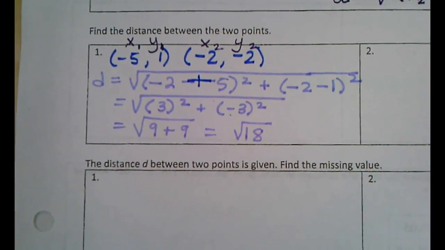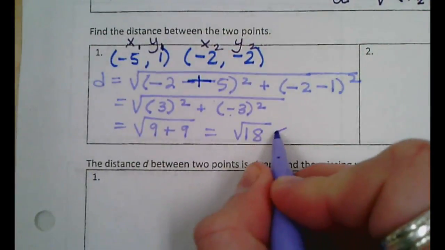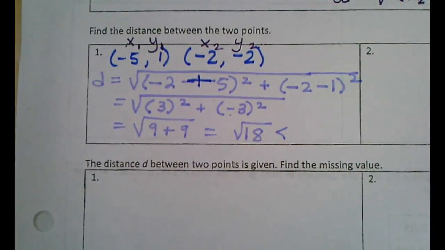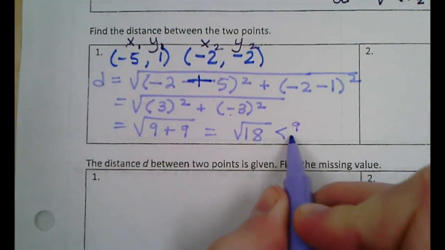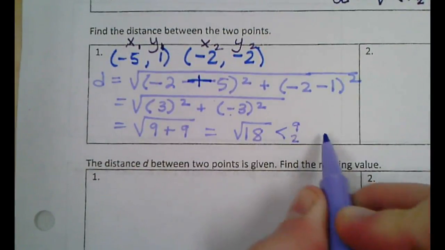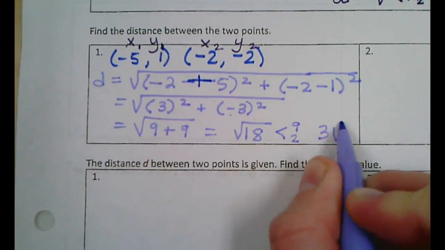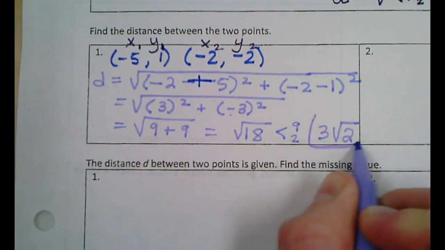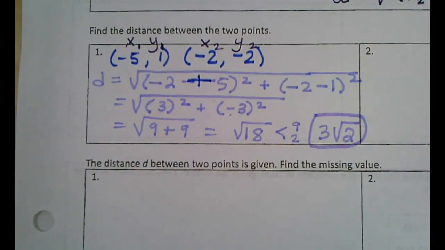Now, if you were actually working a real-world problem, we could find that decimal amount and round it. But since we've been working with radicals in this lesson, we're going to simplify these as 9 times 2, our perfect square, or 3 square roots of 2. So there's our distance for our first problem.